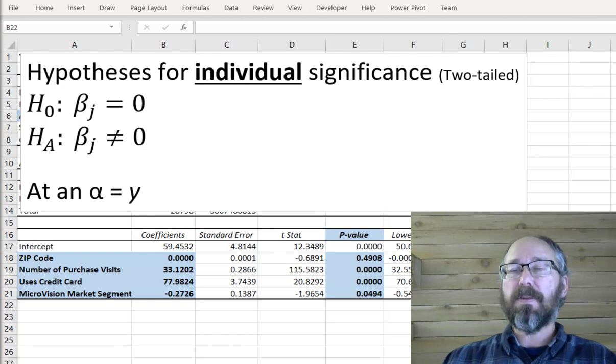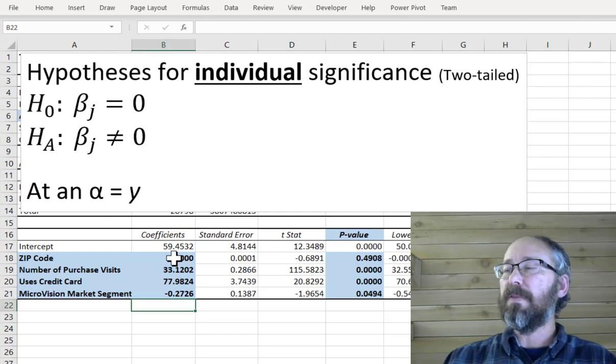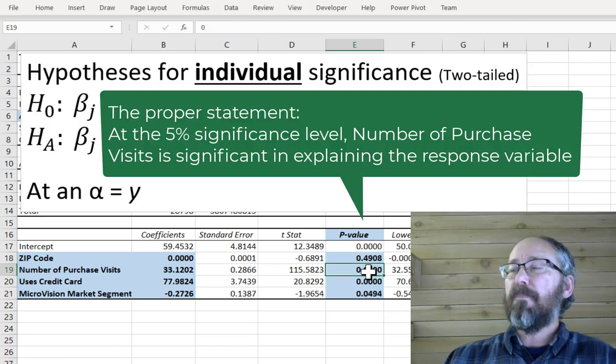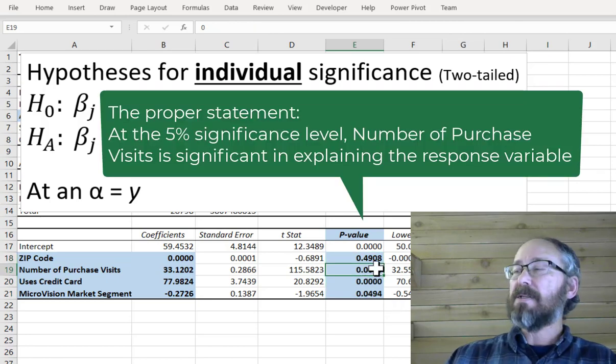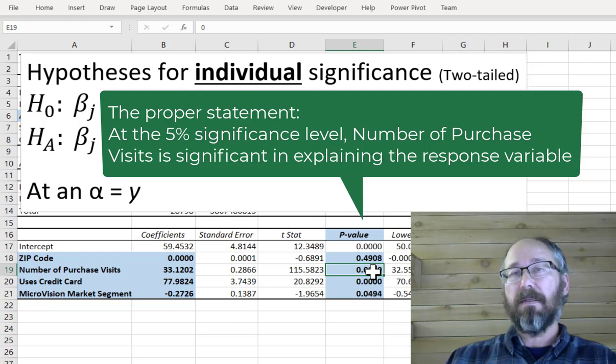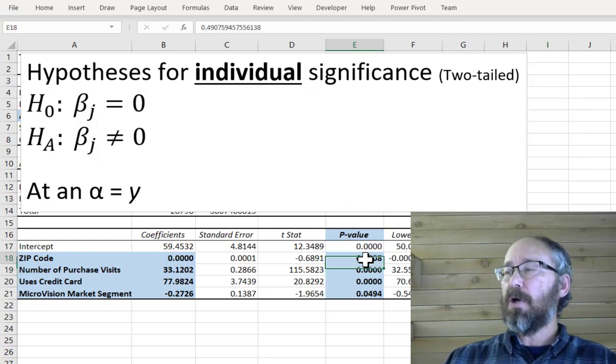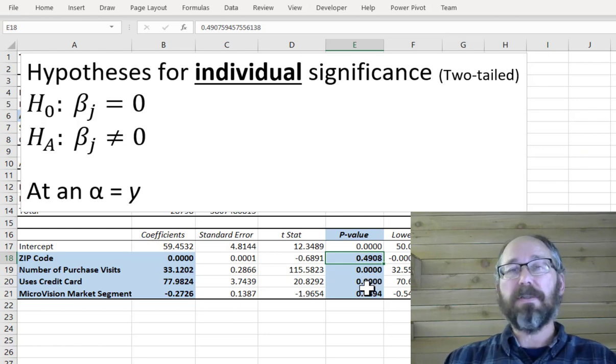So what we're saying is that as we look down this row here on the coefficients and look down the p-value, we can say the number of purchase visits has a p-value less than our alpha of 0.05, and therefore it is significant as a predictor variable in explaining the response variable. But zip code has a p-value that's greater than 0.05. So in that case, we would have to accept the null hypothesis and say that zip code doesn't explain in any significant way the response variable.